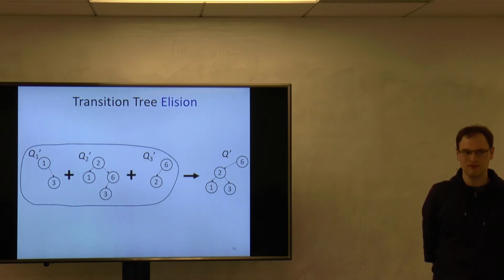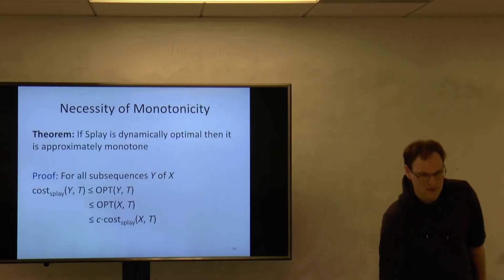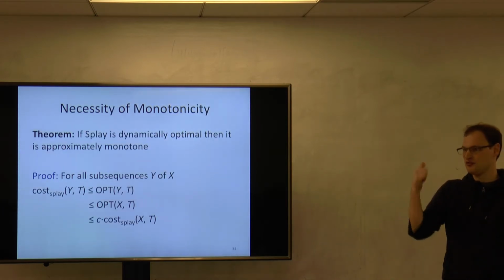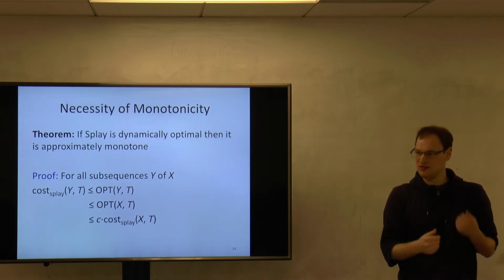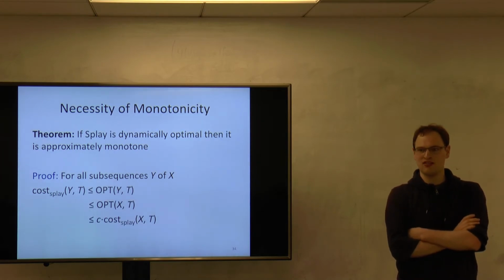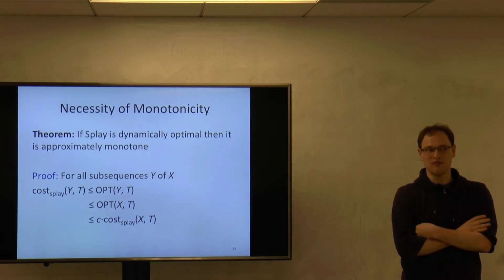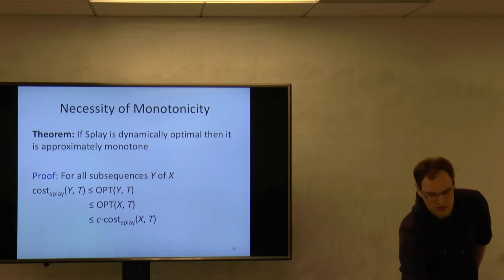So, sound good? So the optimum algorithm is monotone, exactly monotone. There's no constant factor there. And then it's just straightforward inequality. If splay or any other algorithm is optimal, then the cost of splaying a subsequence is less. Oh, wait a minute. Did I mix that up? OK, there should be a factor of c here, I think.